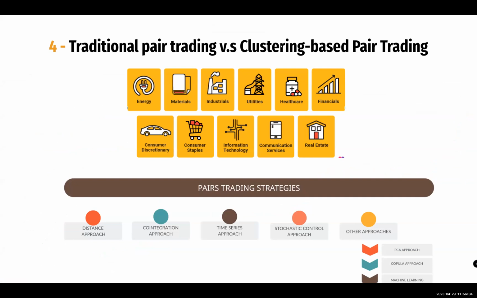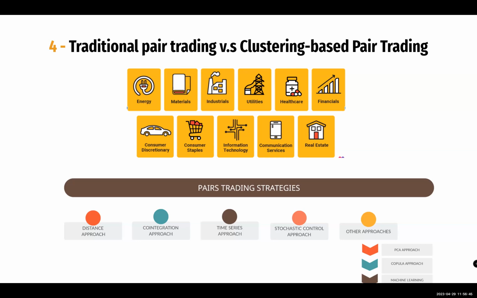The last strategy we use is clustering-based pair trading. In traditional pair trading, we usually trade pairs inside a particular industry, because we have the assumption that if stocks belong to the same industry, they should have similar price movement, like HSBC, Bank of America, Bank of China, and then we can take arbitrage opportunities. But the definition of a stock's industry is so confusing nowadays. For example, Tesla: how can you classify it? Someone will classify it as the automobile industry. Some will classify it as renewable energy, or maybe in the technology sector.